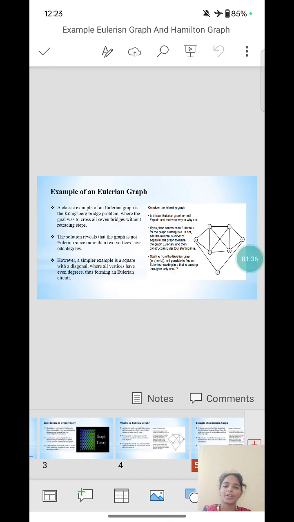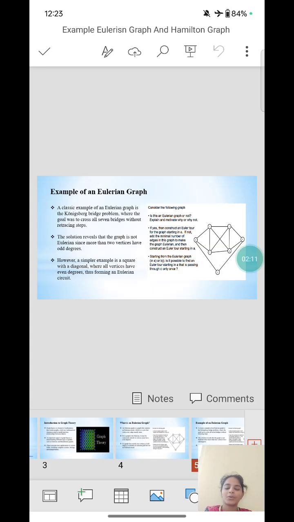So, an example of an Eulerian graph. A classic example is the Königsberg Bridge problem, where the goal was to cross all 7 bridges without retracing steps. The solution reveals that the graph is not Eulerian since more than 2 vertices have odd degrees. However, a simpler example is a square with a diagonal, where all vertices have even degree, thus forming an Eulerian circuit.